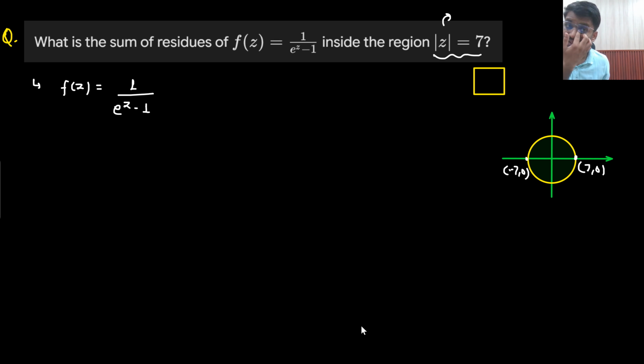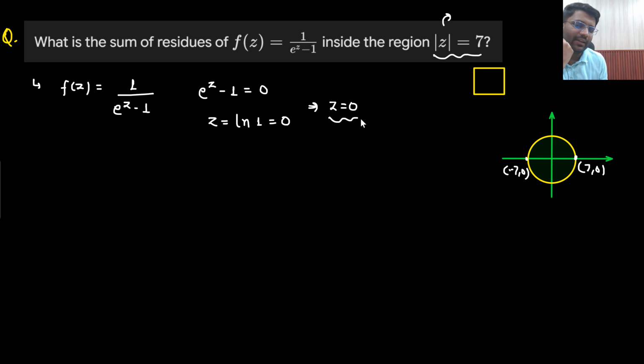Where will be the poles? Sir, the problem will be in the denominator. If I put e to the power z minus 1 equals 0, sir, the value of z I am getting is ln 1, and ln 1 is 0 only. So from here I am getting z equals 0. So sir, my pole will be at z equals 0 only. That means, sir, here will be my pole. Is it a simple pole? Yes. So z equals 0 will be my pole. Is that correct?